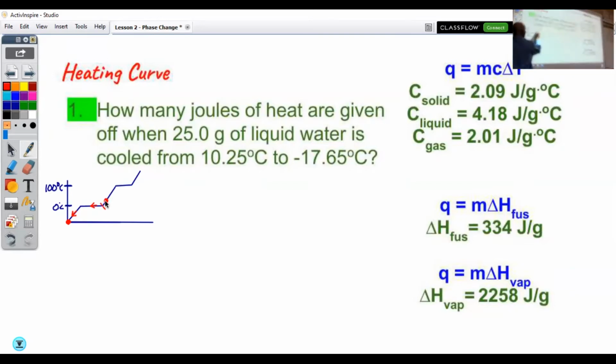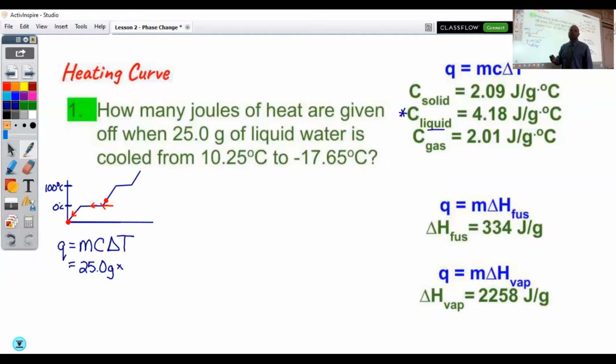Going from our starting point, 10.25 degrees Celsius, down to this point is a difference of 10.25 degrees Celsius, right? We're going from 10.25 down to 0. So during this portion, we're going to use Q equals mc delta T. They tell us in the problem that we have 25 grams of water. We're going to use our constant for water as a liquid, which is 4.184 joules per gram degrees Celsius. And we're going to multiply that by our change in temperature, which in this case is 10.25 degrees Celsius.